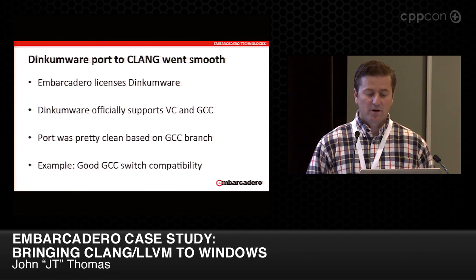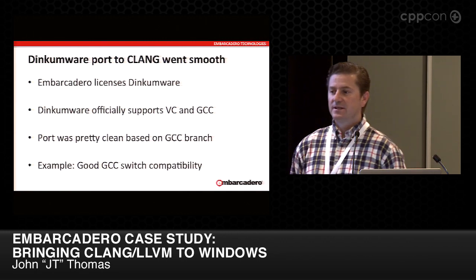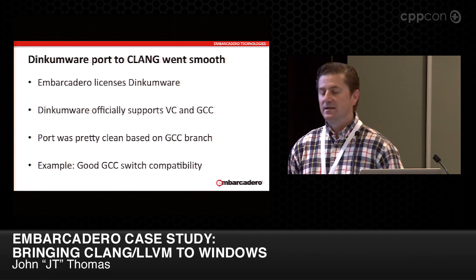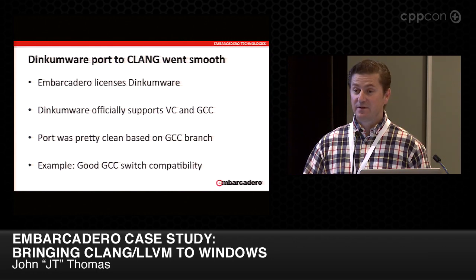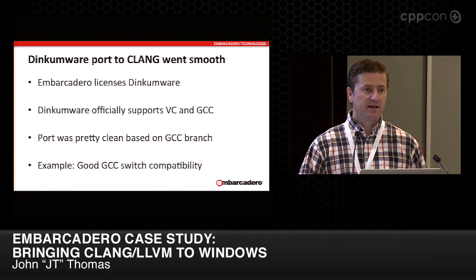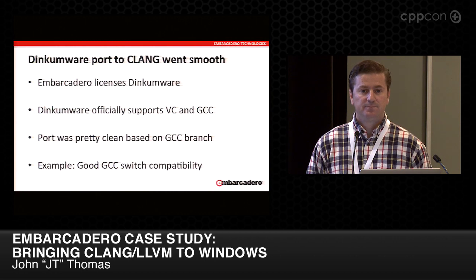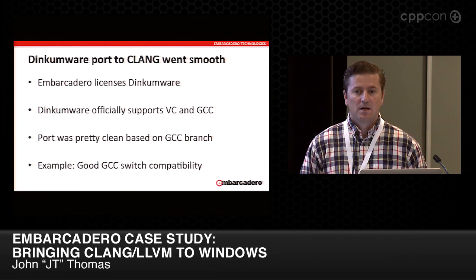So we based a port on the GCC branch. One of the things that really went well there was that CLANG had really great switch compatibility with GCC. It made it pretty easy to start working with it and getting up and running. And why didn't you switch to the CLANG STL? The question was, why didn't we switch to the CLANG STL? Because it didn't exist on Windows at the time.